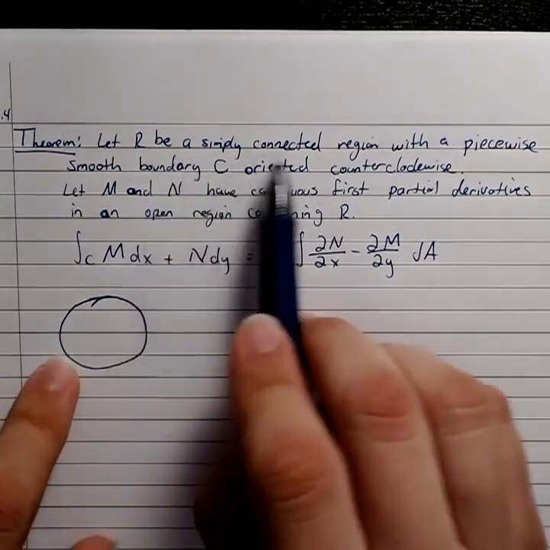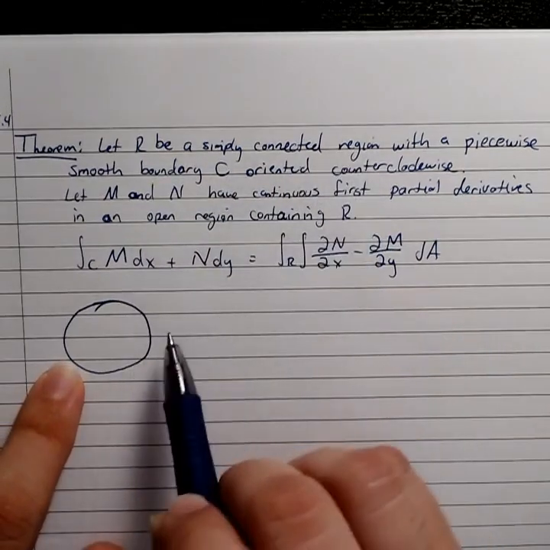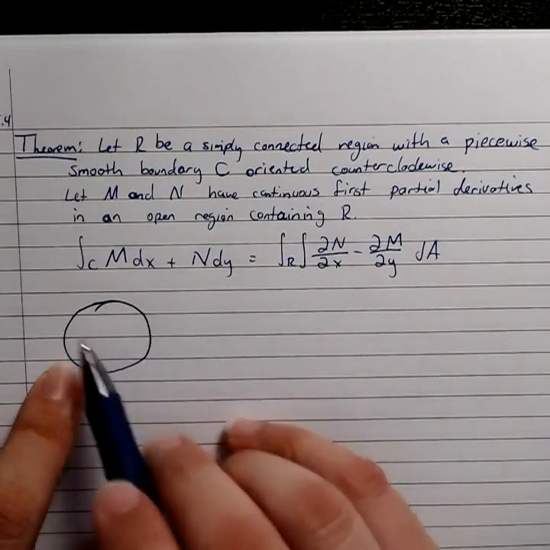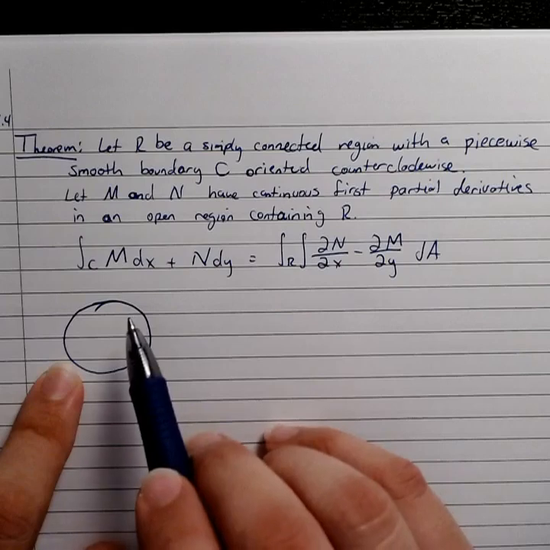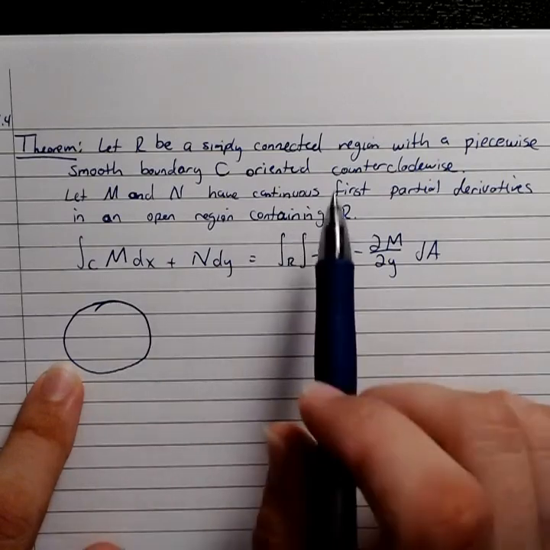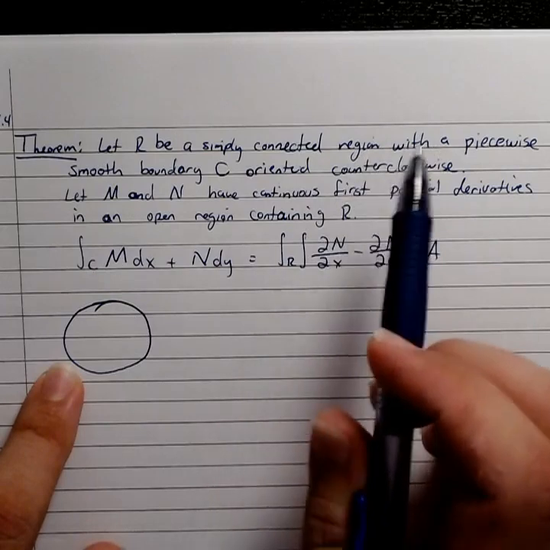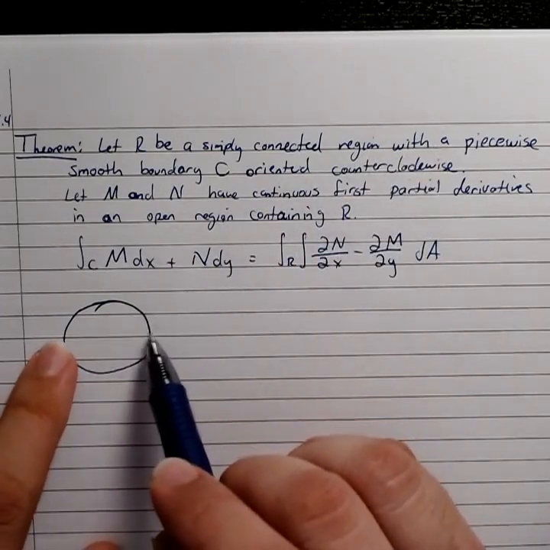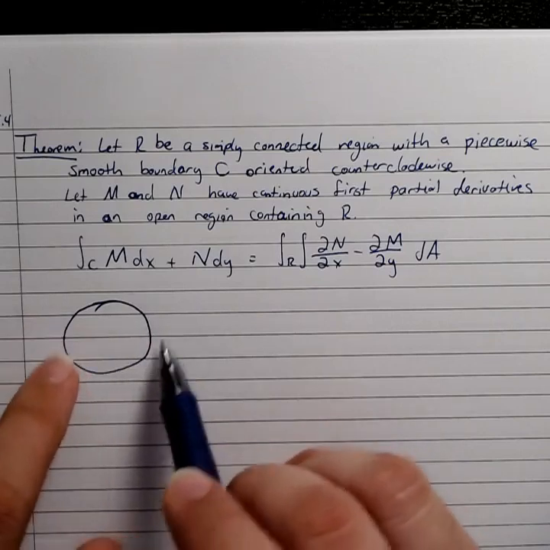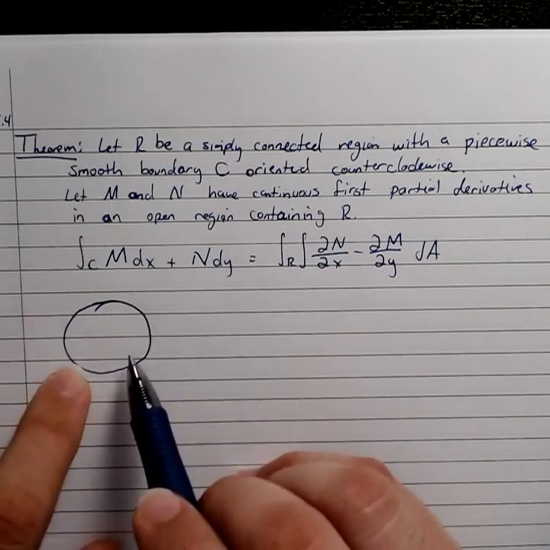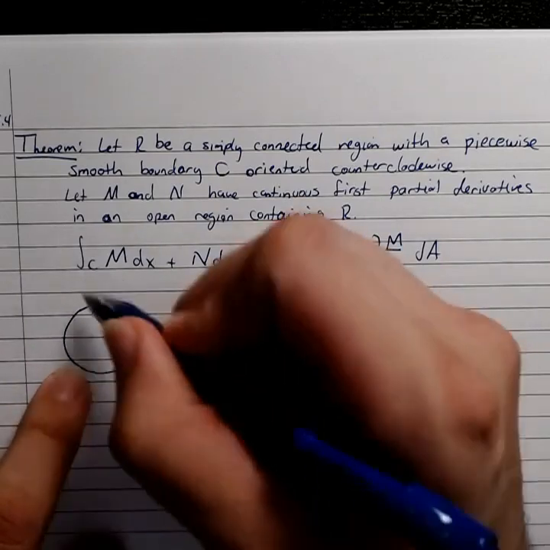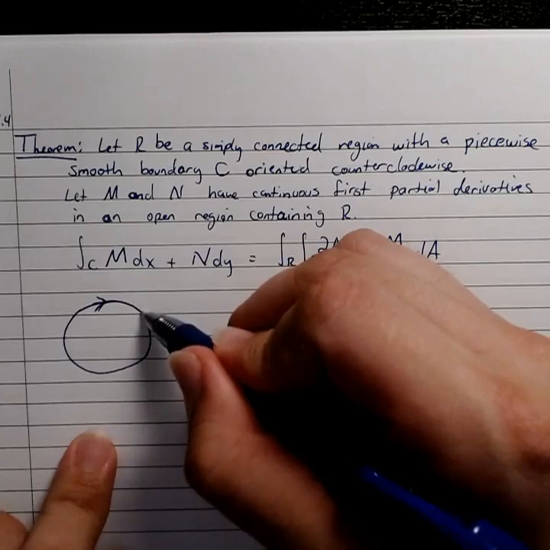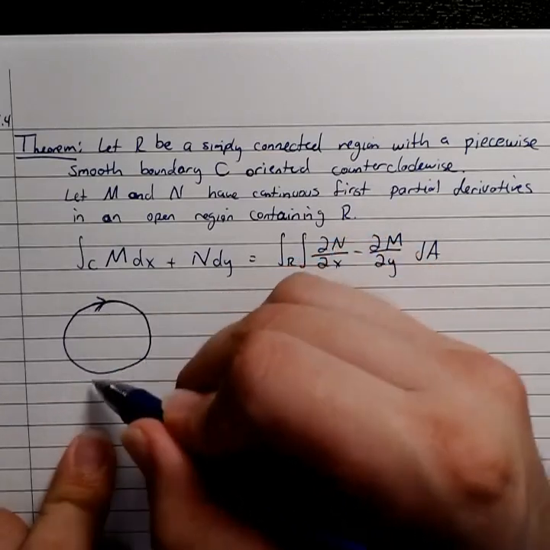Here we want a simply connected region, meaning no multiple pieces scattered throughout, one here and one over here. It should be one simply connected region with a piecewise smooth boundary. It's okay if you have a cusp here or a cusp here, but you should be able to cut it into a countable number of smooth pieces. The orientation should be counterclockwise. So if you're starting from this point, you would be going around this way, counterclockwise.